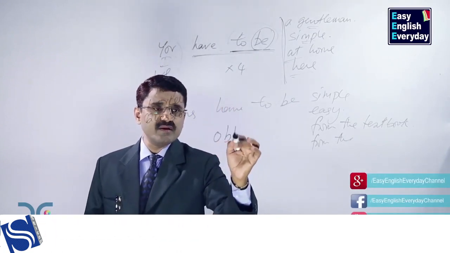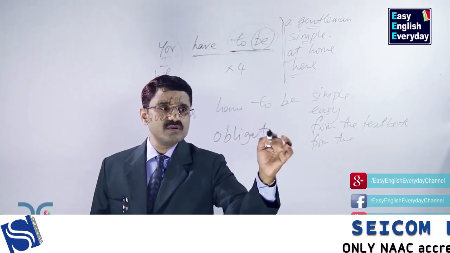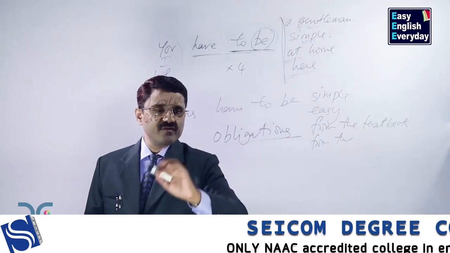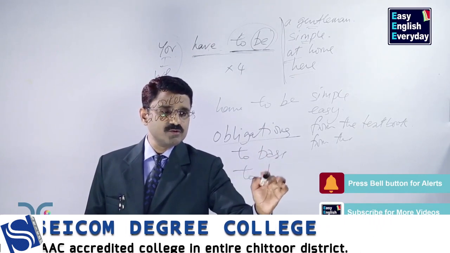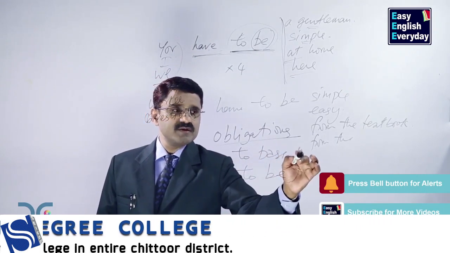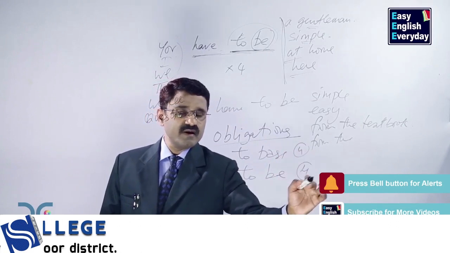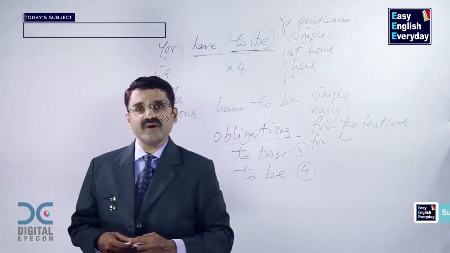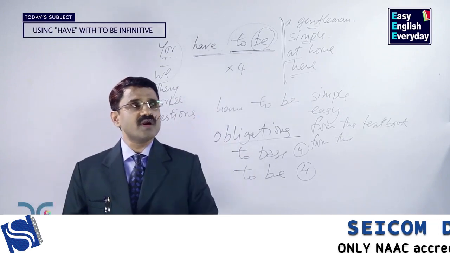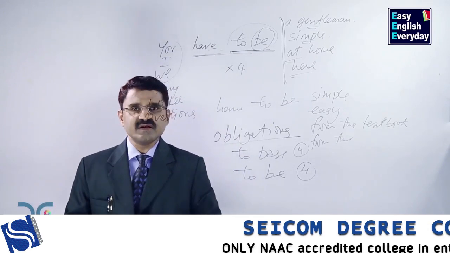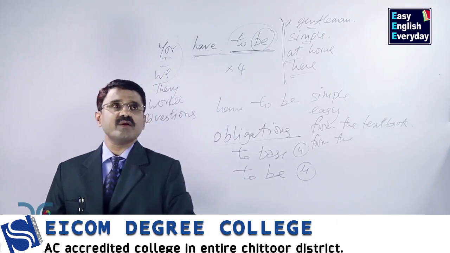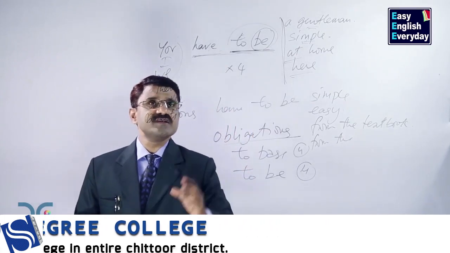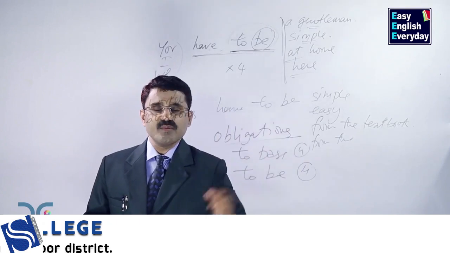So far we have been learning about obligations. We have made obligations with to base and to be. With to base you can make 4 variations, and with to be also you can make 4 variations. So collect more and more words and make sentences. This is one of the simplest ways of learning English language, by making sentences, by learning sentence formation skill.